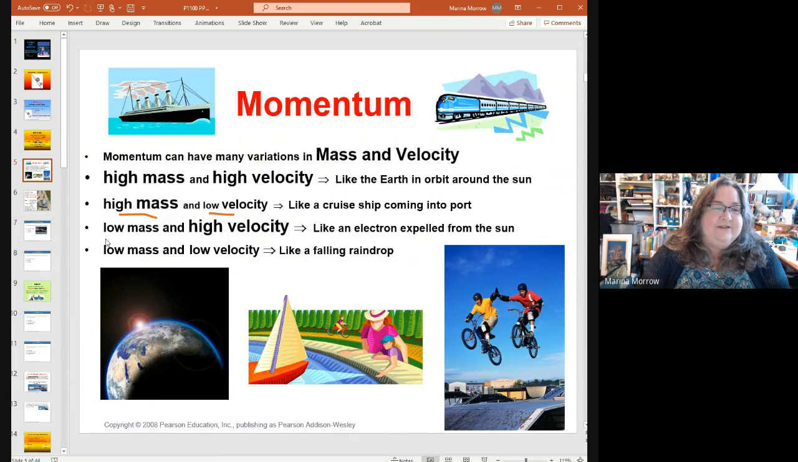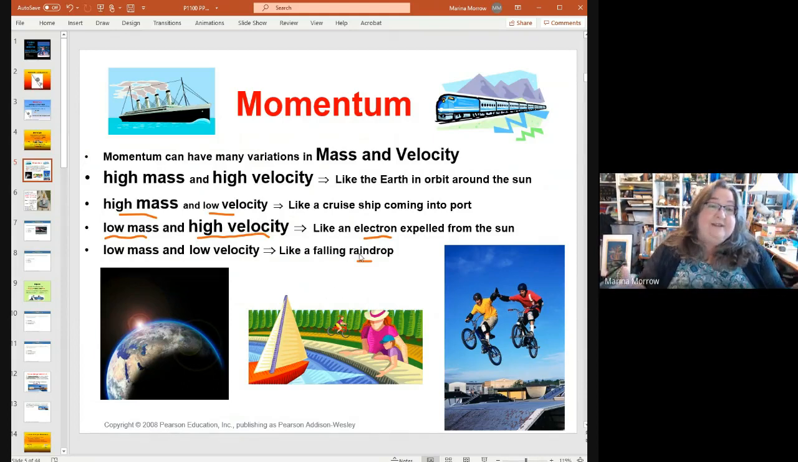Now, one of the most interesting is when you've got a low mass but a high velocity. Well, that would be like charged particles like electrons, certainly very light in mass, and they can be moving close to the speed of light. And then you've got things that have a low mass and a low velocity. Now, a raindrop has more mass than an electron, but still, compared to a train, it's a small mass. And so you've got all these combinations of things.